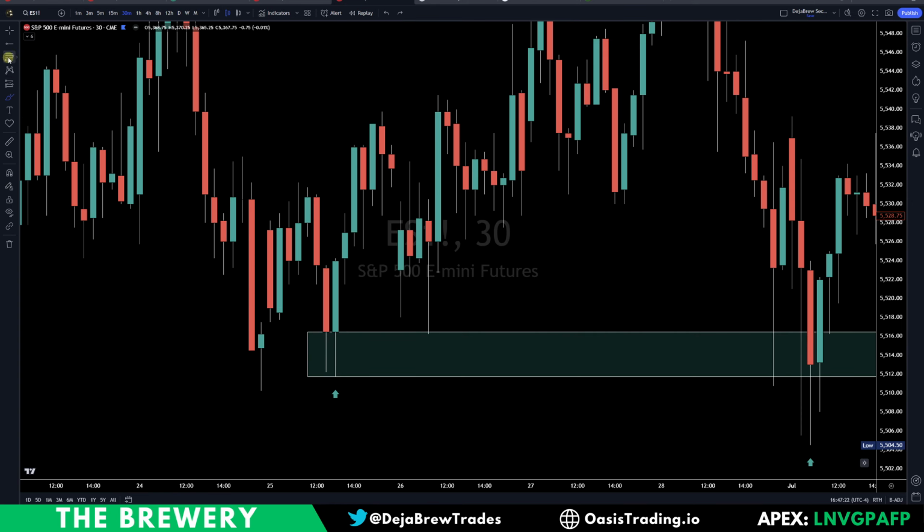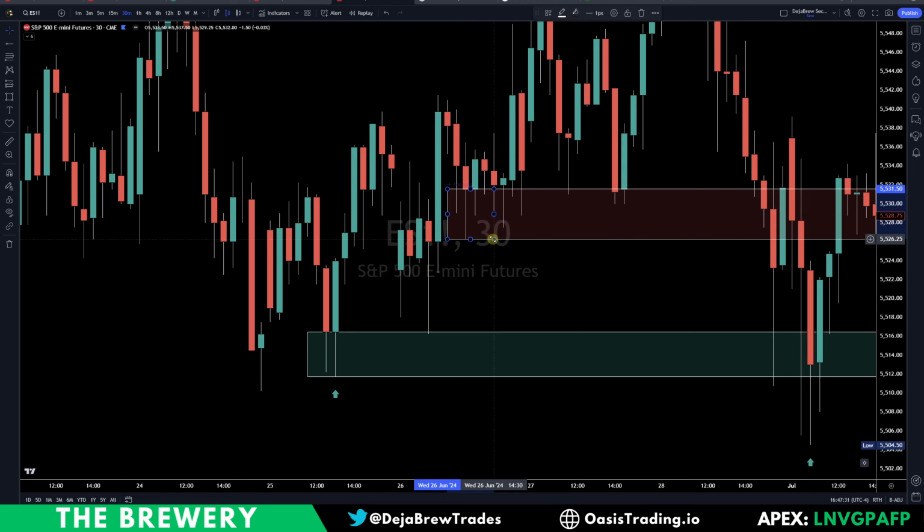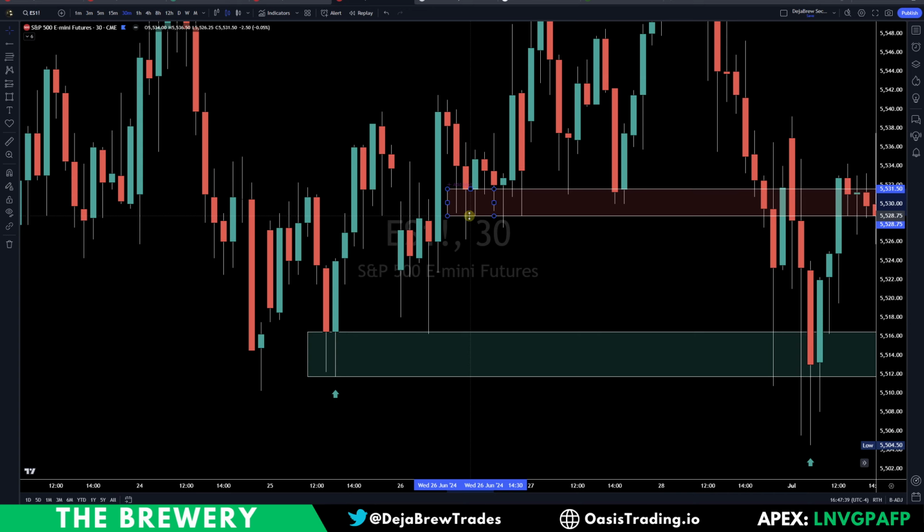Let's say if I wanted to draw out another zone, let's look at these wicks here. You see how all these wicks are overlapping? We could take the entire wick, so we could draw it like that, and that would overlap every single wick. Or we could try to be a little bit more precise and line it up where most of the wicks are overlapping. Like I said, it's not an exact science. Just try to get the general bulk of the wicks inside that zone. All right?